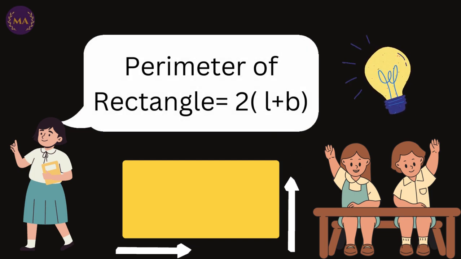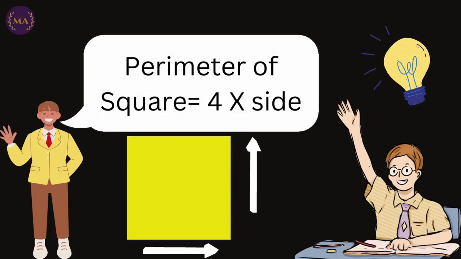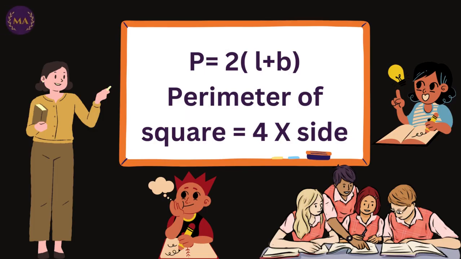Ma'am, perimeter of rectangle equals 2 into length plus breadth. Yeah, perimeter of square is 4 into side. Very nice, students. You have answered it very nicely and correctly that the formula for perimeter of a rectangle is 2 into length plus breadth and perimeter of square is 4 into side.